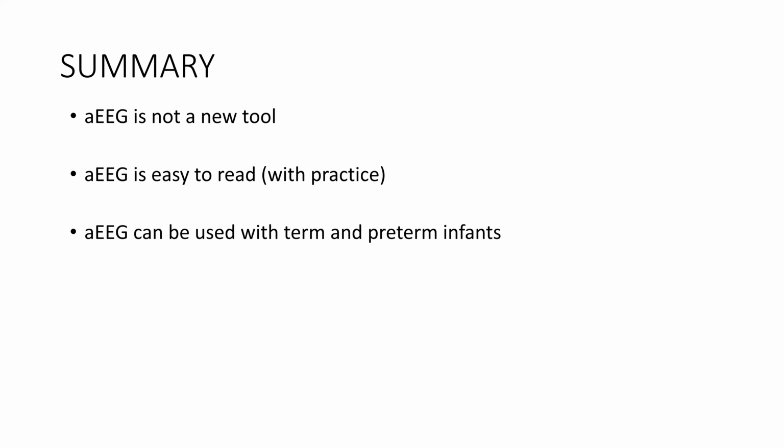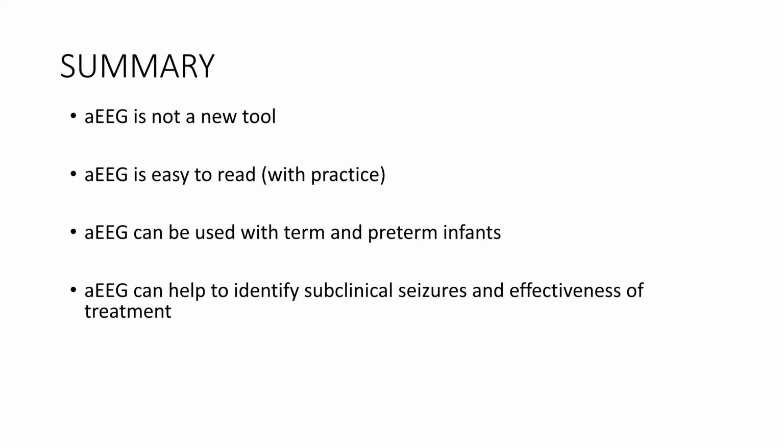So just to wrap up, aEEG is not new. It can be easy to read. I hope you would agree that even in that very short little time, if I ask you right now, what's a normal pattern? Should the upper margin be greater than, hopefully you say 10, right? And that lower margin should be greater than 5, right? I think you'd see that it's not that difficult with a little practice to really get good at aEEG. It can be used with our terms and our preterm babies. There's a lot of mounting evidence on using it with preterms. And also it can help us with those subclinical seizures like I mentioned.